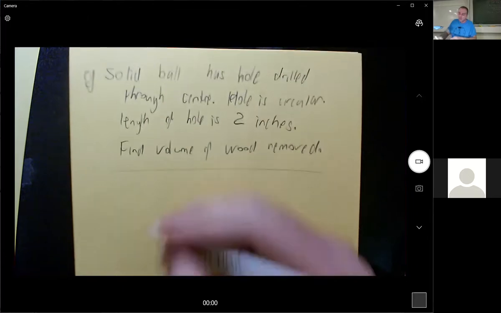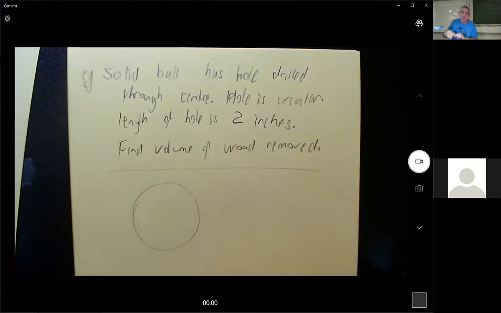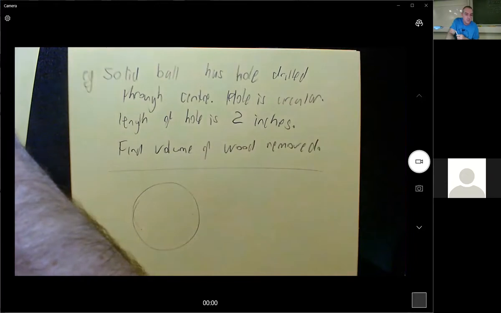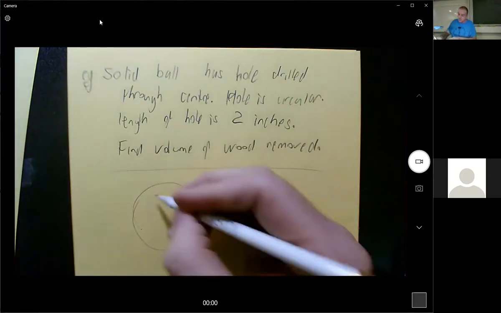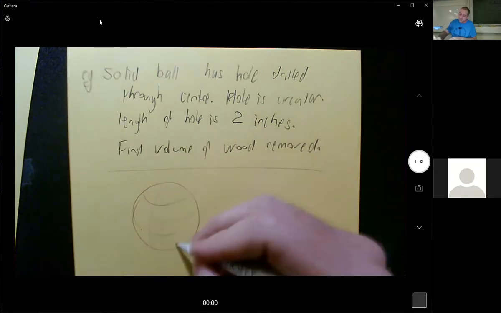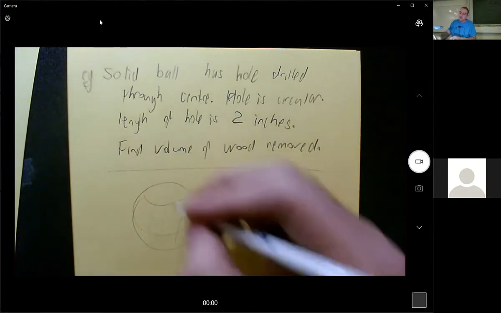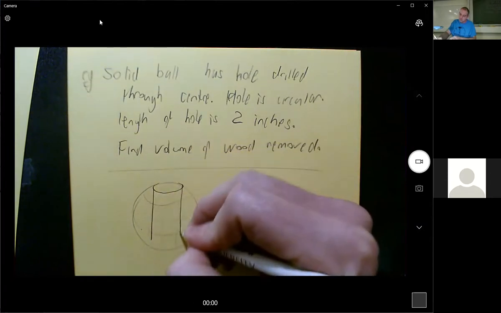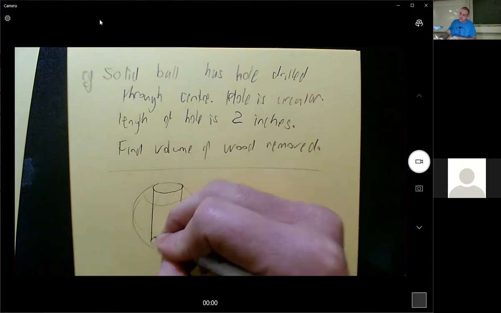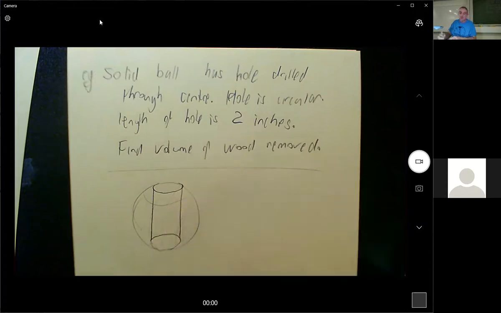So I'm just going to try and, we've got a ball. Oh, do we have the radius of the ball? Ah, okay. We have a ball, and we have a hole. I wish I brought my Play-Doh. Like that.